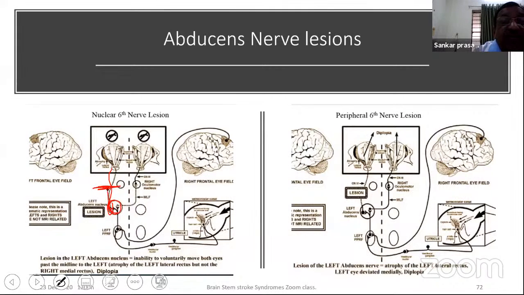If only the fasciculus is involved, you will have only an isolated palsy. But if it is the abducens nucleus that is involved, the medial longitudinal fasciculus is also affected. So the gaze is affected. That's what you have seen. The left lateral gaze is completely gone in this case.